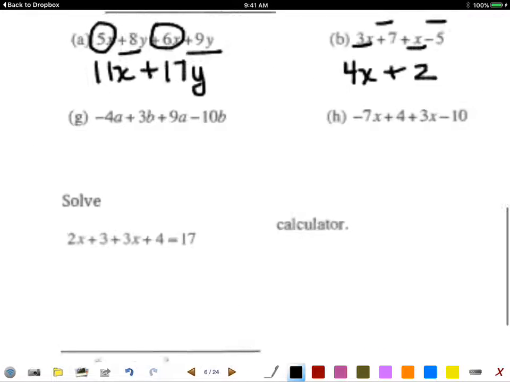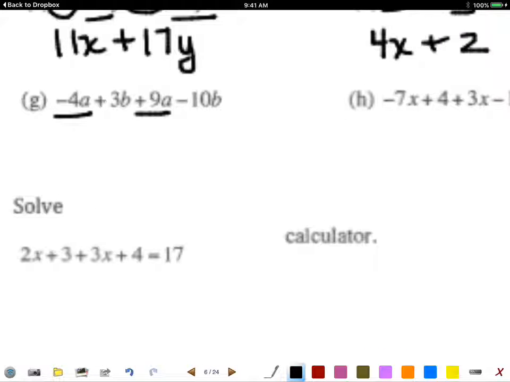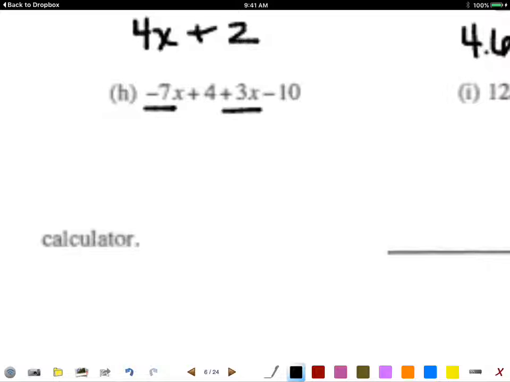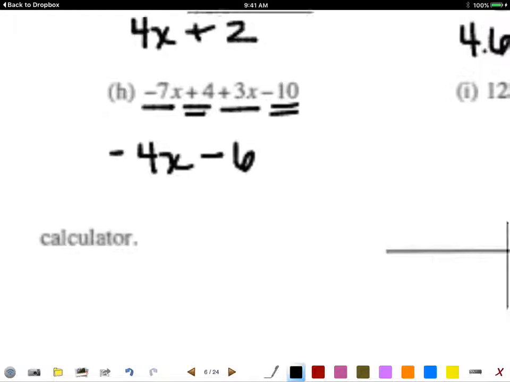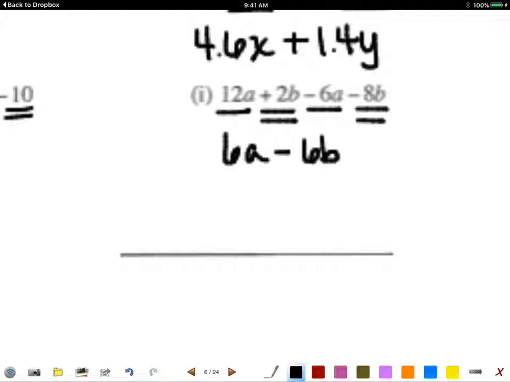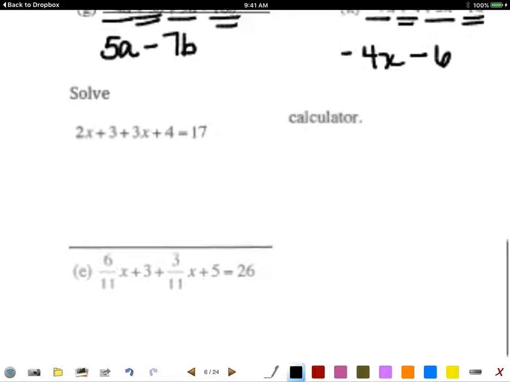Good. All right, over here, negative 4a and positive 9a, 5a. Put them in alphabetical order. A comes first. Then we have 3b and negative 10b, negative 7b. All right, letter H, negative 7x and 3x. Negative 4x. Keep the sign of the bigger number. 4 and negative 10. Negative 6. Very good. All right. 12a and negative 6a. 6a. 2b and negative 8b. Negative 6b. Good.